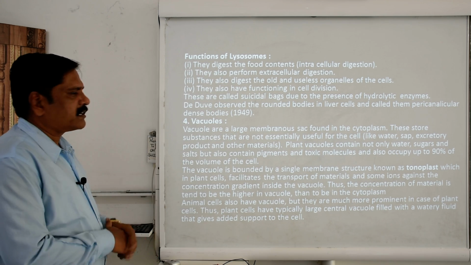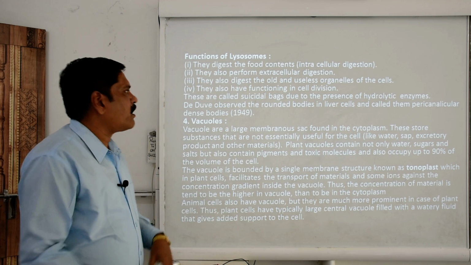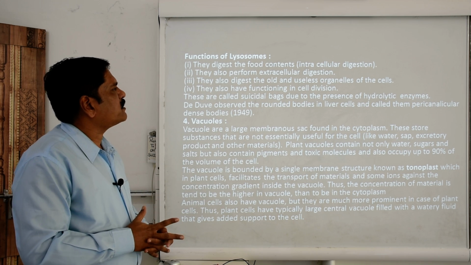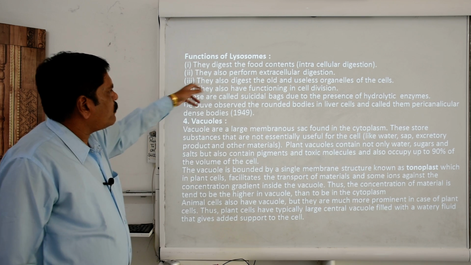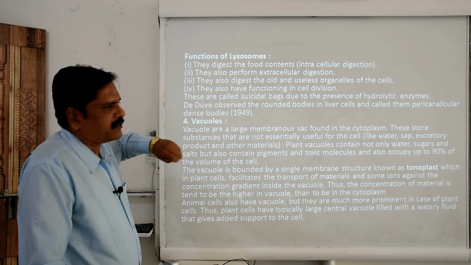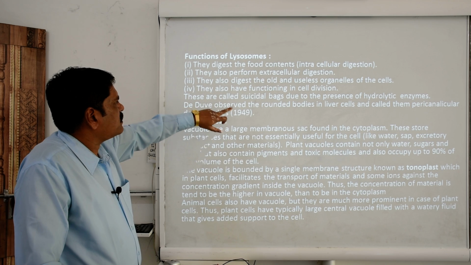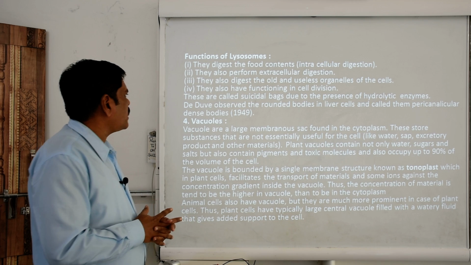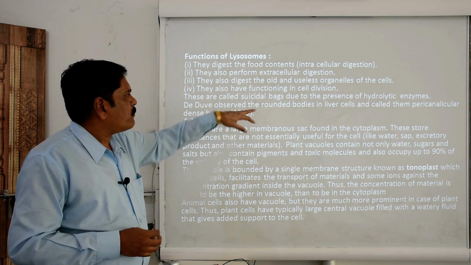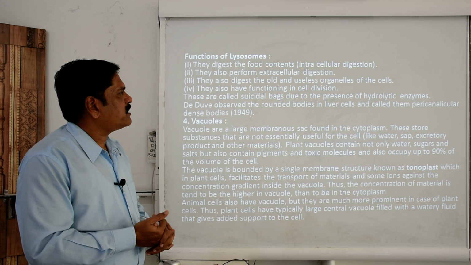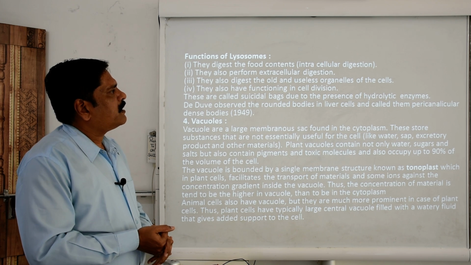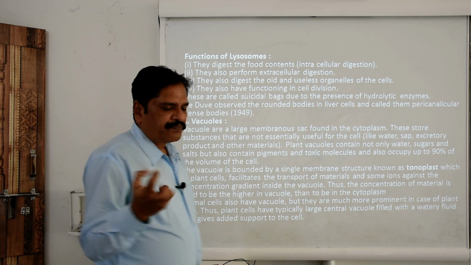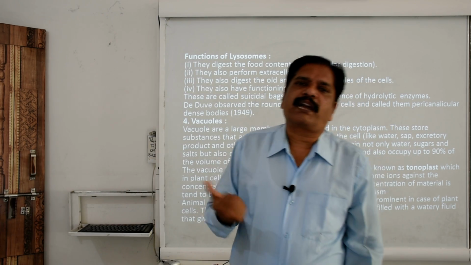They also perform extracellular digestion by releasing this enzyme outside the cell, and they also digest the old and useless organelles of the cell, and they also function in cell division too. So these are called suicidal bags due to the presence of hydrolytic enzymes. Okay, de Duve observed the rounded bodies in liver cells and called them pericanicular dense bodies. Remember, the lysosome is also called the suicidal bag.